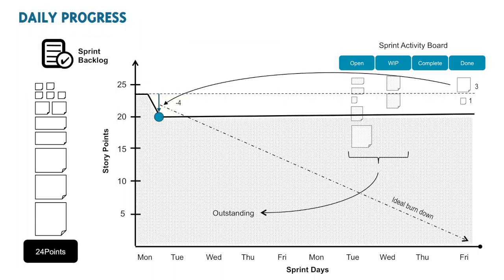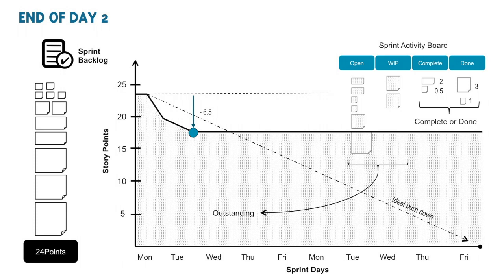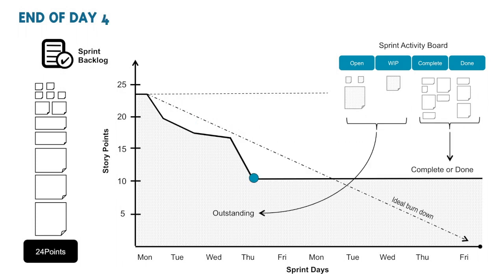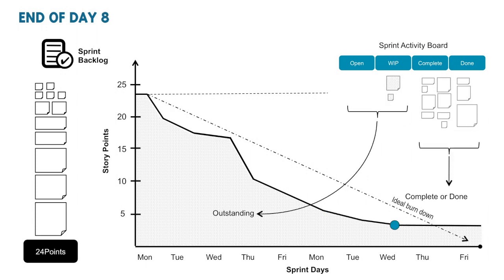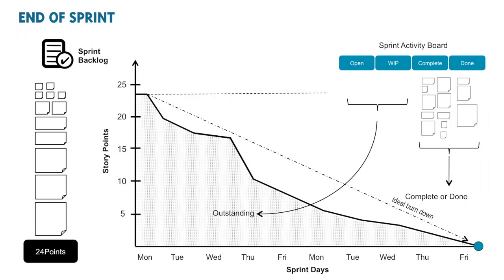Completing 4 points worth of work during the first day leaves the Agile team with 20 outstanding points. This assessment and recording of completed story points on a daily basis enables the team to create a burn-down chart. This process is repeated daily until the end of the sprint.